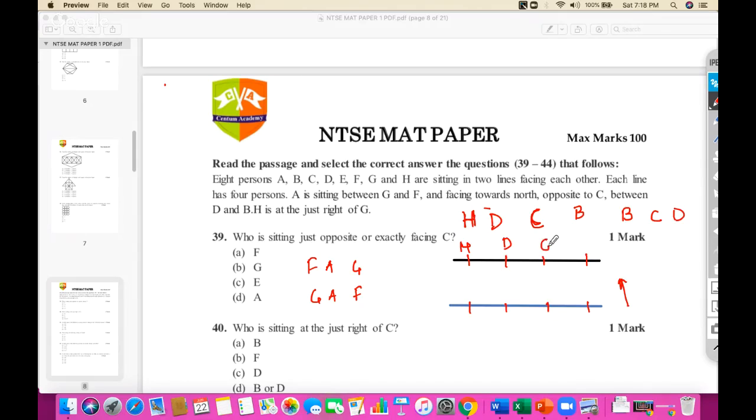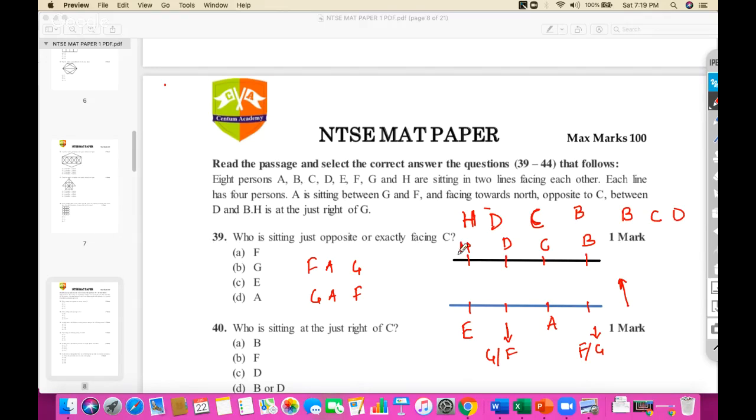H, D, C, B. Opposite to C, A is there. Now these places would be taken by F and G. So it will be GF or FG. So only one thing is left out. A, B, C, D, E is left out, so E would be here.